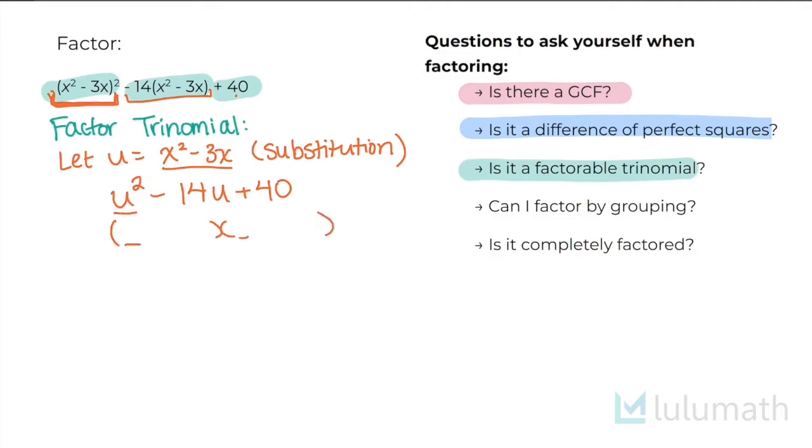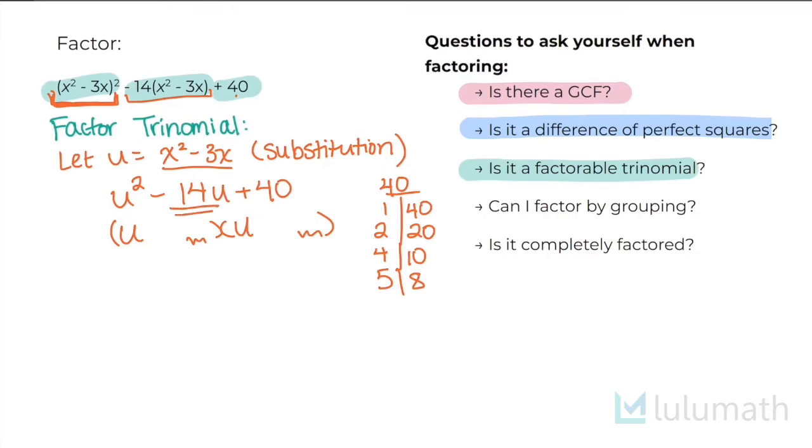This first term multiplied by this first term will give us this u squared, so we can do u times u. And then this last term multiplied by this last term will give us this 40. So let's make a list of factors of 40. We can do 1 and 40. We can do 2 and 20. We can't do 3. We can do 4 and 10. And then we can also do 5 and 8. And that is our complete list of factors.